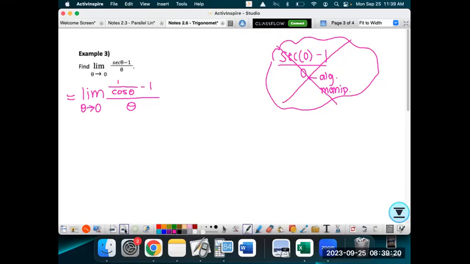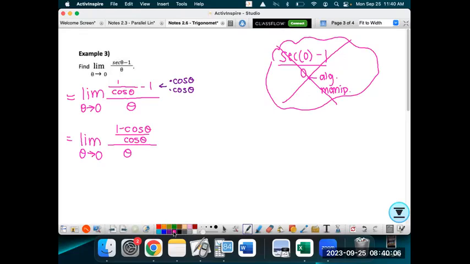Hopefully you notice that we have a fraction getting subtracted by something in the numerator. So what we could do is try to get a common denominator so we can actually subtract 1 over cosine by 1. Now, in order to get this to have a common denominator, we're going to have to multiply 1 by cosine over cosine. So then we get 1 over cosine minus cosine over cosine, which is really 1 minus cosine over cosine.